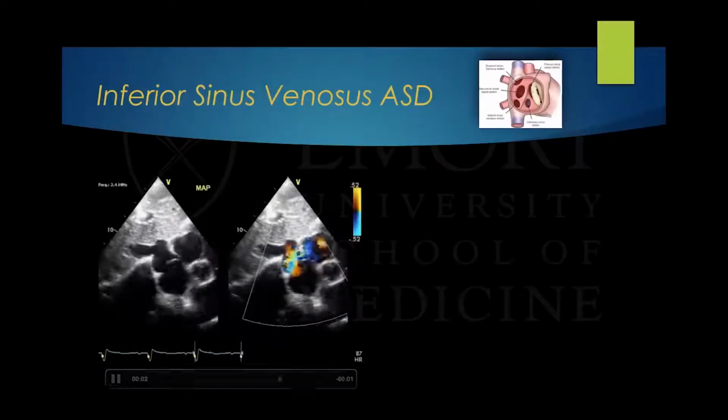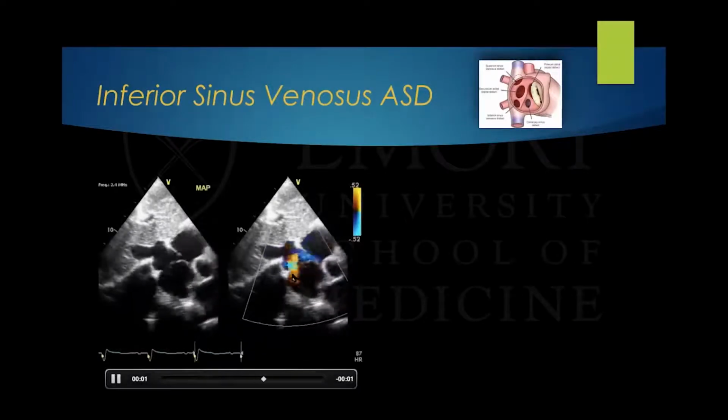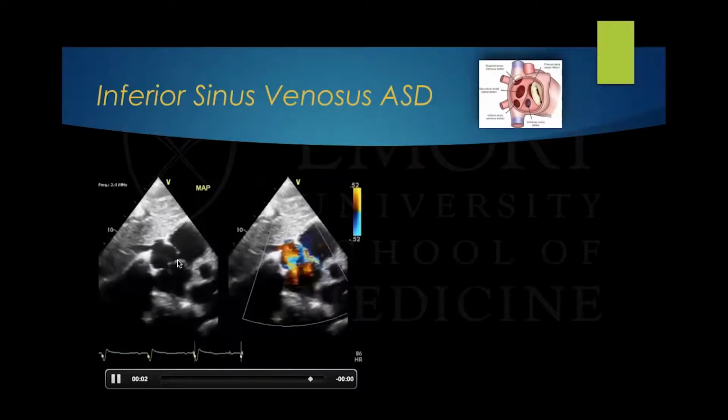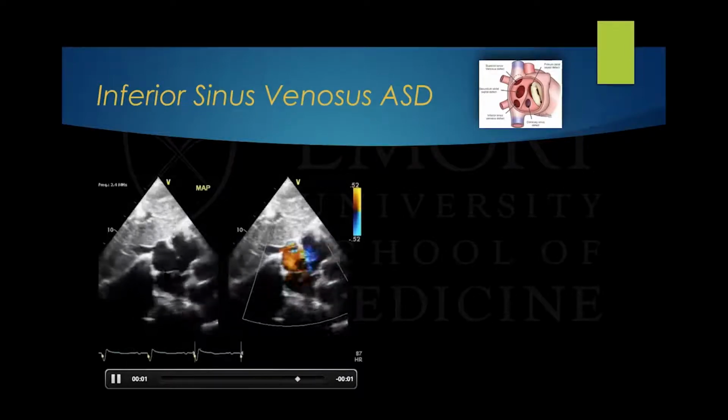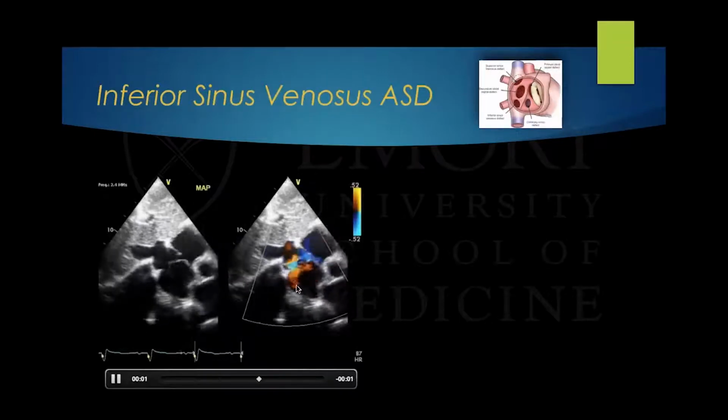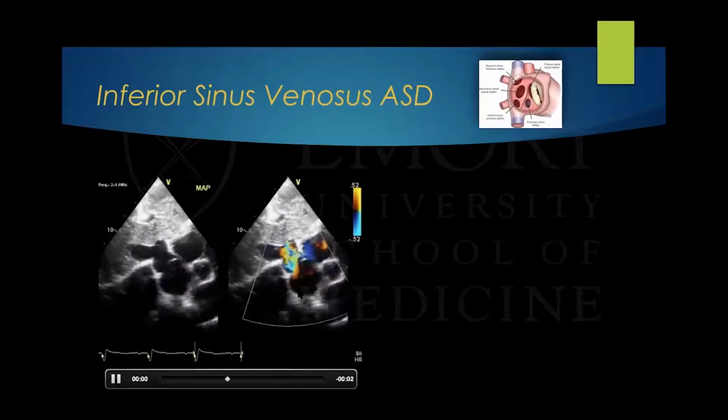For the inferior sinus venosus ASD, those defects are very rare, and they are located near where the IVC and the eustachian valve are. In this case, it is a little bit more prominent, maybe considering a partial cor triatriatum dexter. But you see that there's a defect along this inferior portion of the septum, and the color Doppler suggests that there is a left to right shunt.